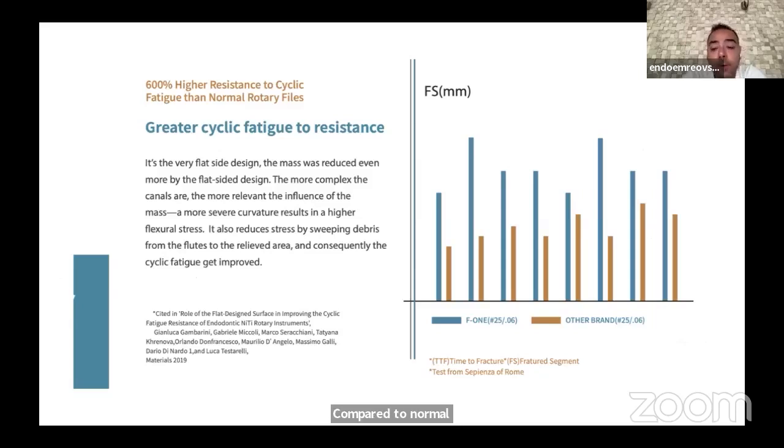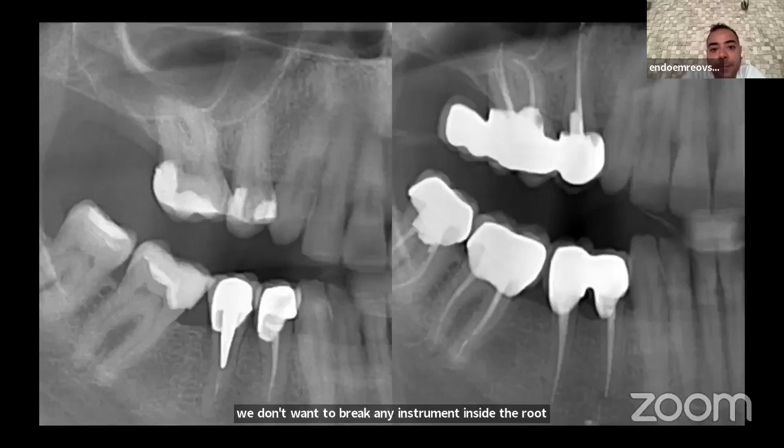It's the most admired part of the instrument, because we don't want to break any instrument inside the root canal system. It's very important for us. So F1 can be your best choice.